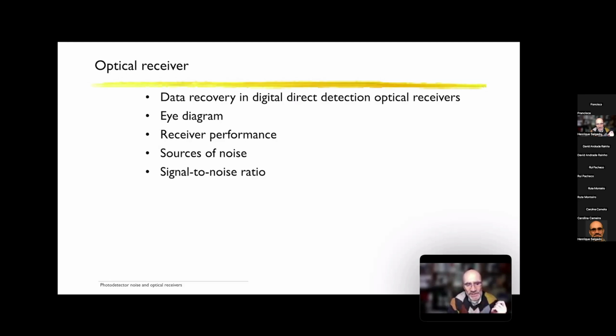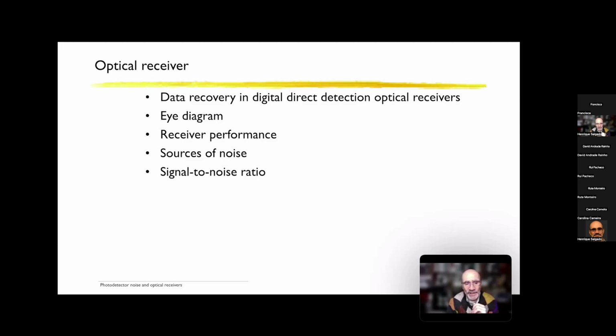As always in this course, we are considering digital transmission systems, and specifically intensity modulation and direct detection optical receivers, where we assume that we are transmitting bits of information. And at the receiver, we use direct detection, where the photodiode is used to convert the optical signal directly to an electrical signal. This type of optical receiver is known as direct detection because it converts optical power directly to current.